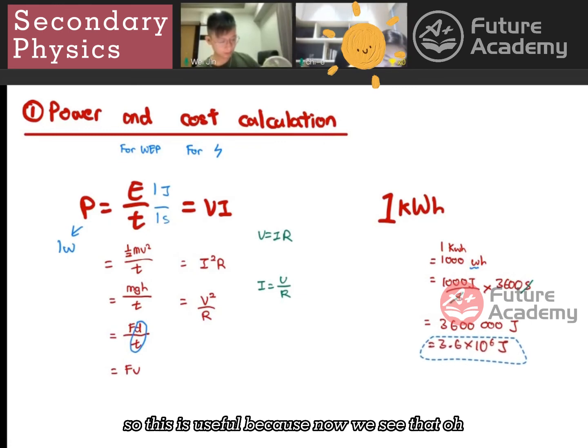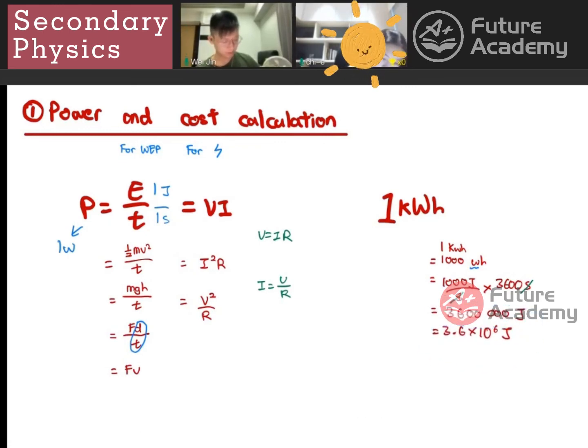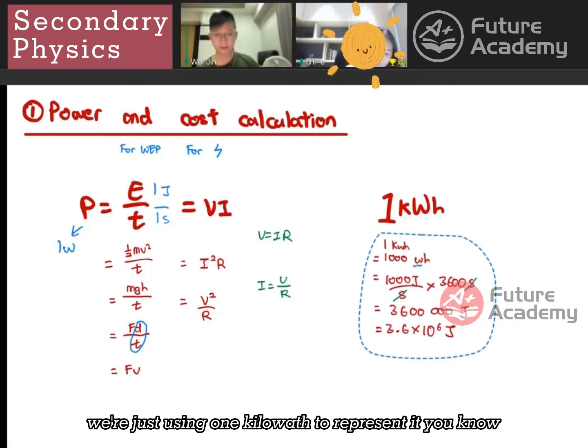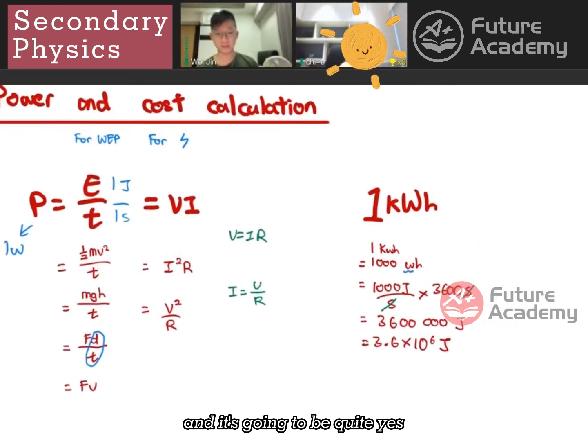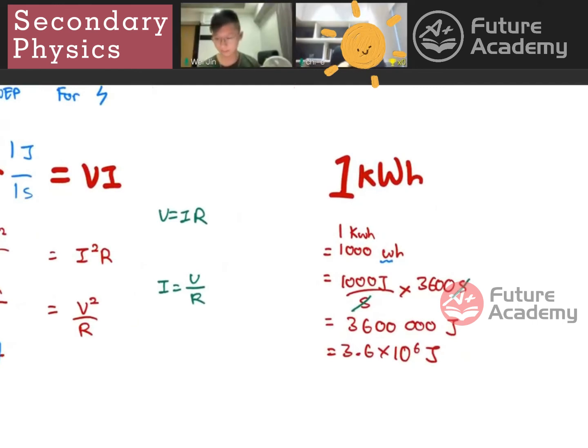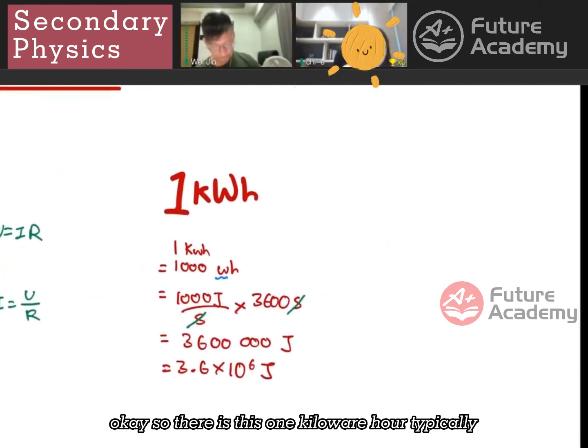This is useful because instead of writing this big, strange number, we're just using 1 kilowatt hour to represent it, and that's going to be quite useful in terms of calculation. So that is this 1 kWh.